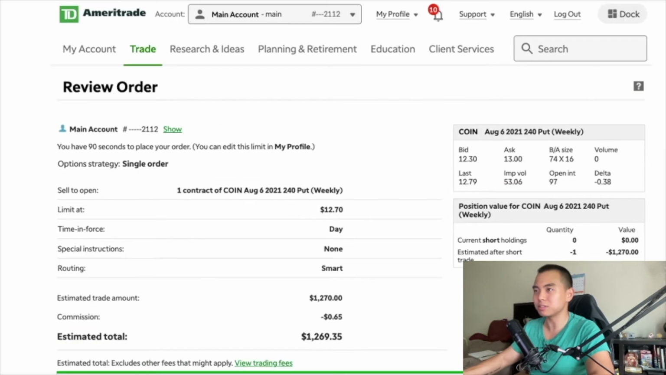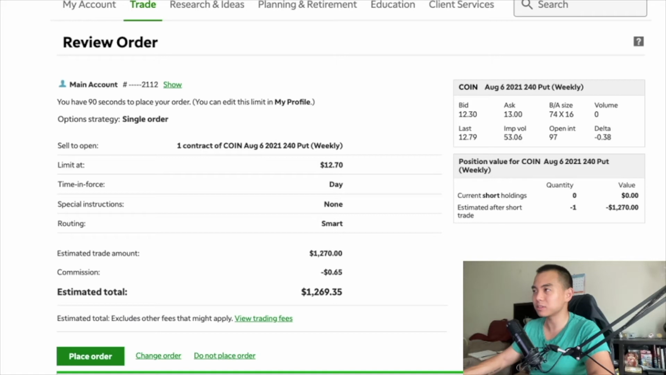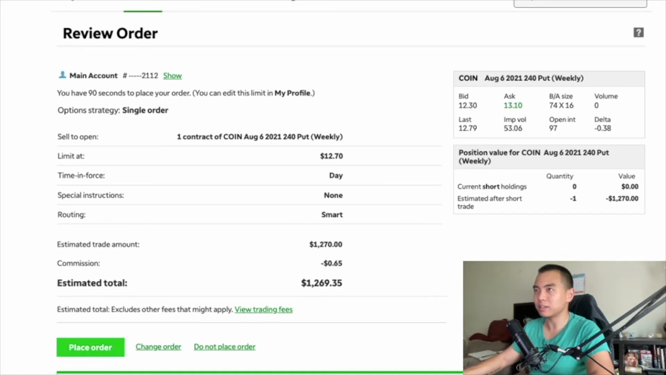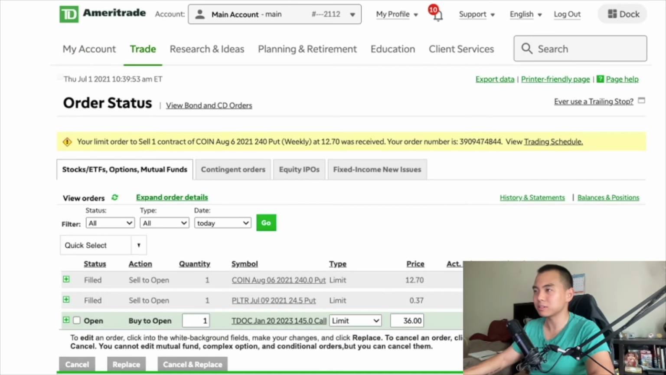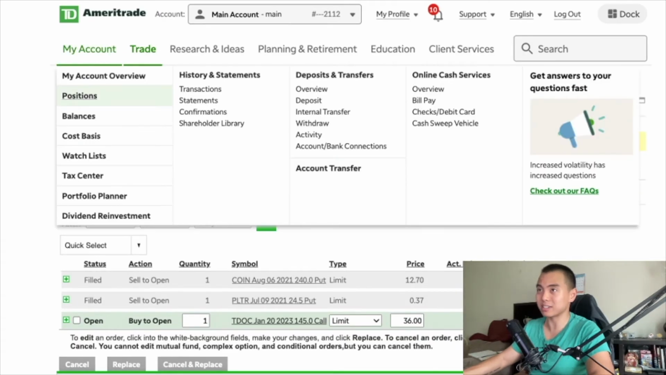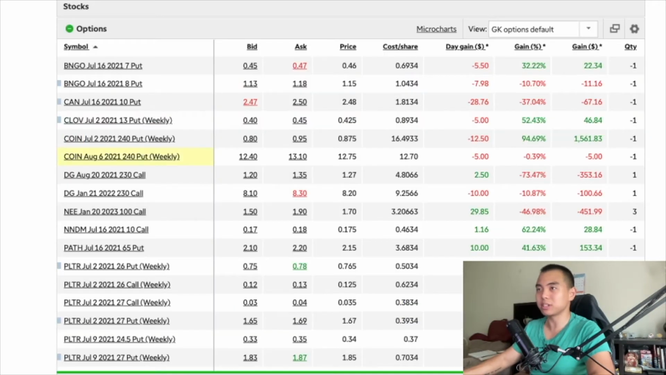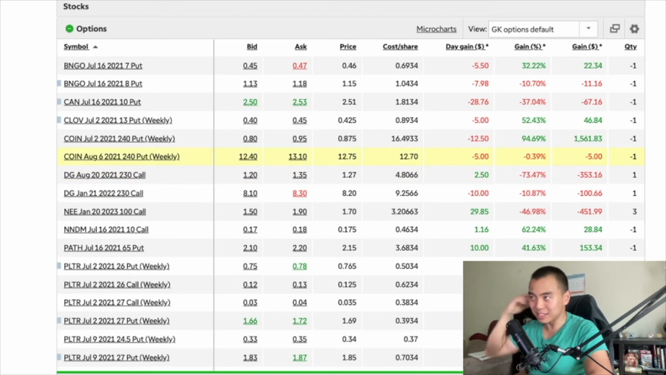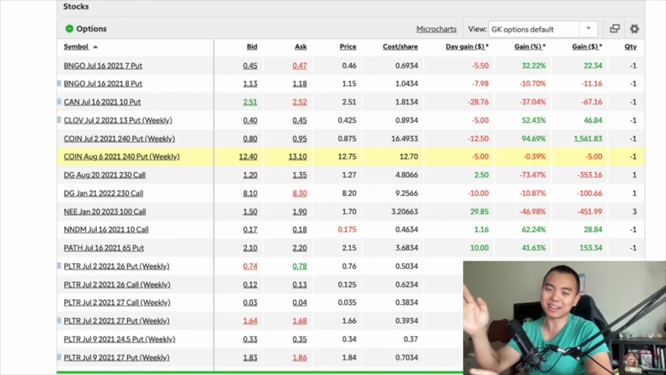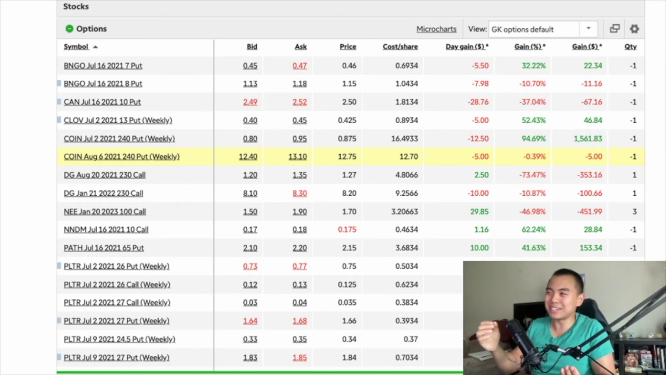Okay, let's just review order and place order, and it instantly filled. That was super fast, and I was not expecting that. I'm going to go to my positions. So here you can see all my positions, and I'm actually down $5 because the actual price was 12.75. And I'm going to be honest, I was not as greedy as I should have been, but hindsight's 2020.